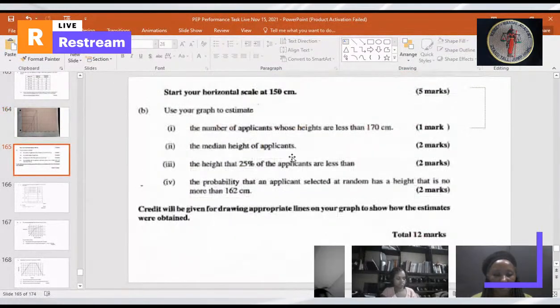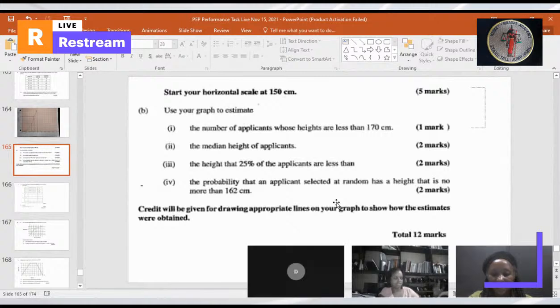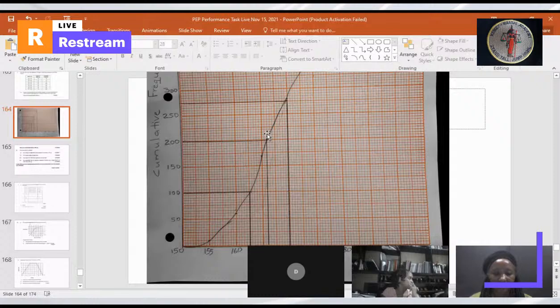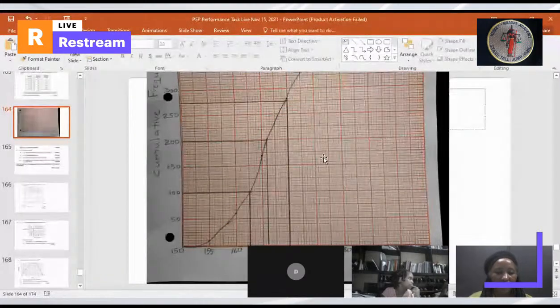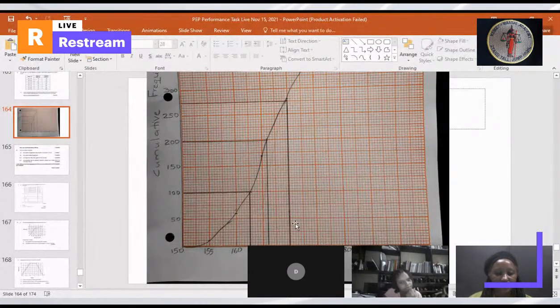And the final question, IV: the probability that an applicant selected at random has a height that is no more than 162. So no more than would be 162 or less, right?